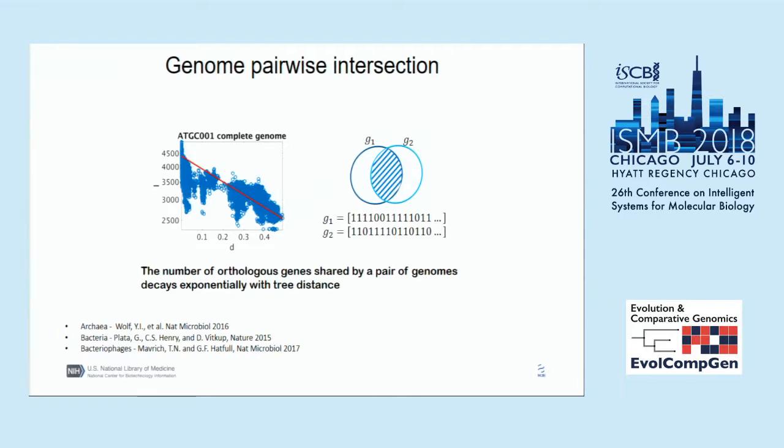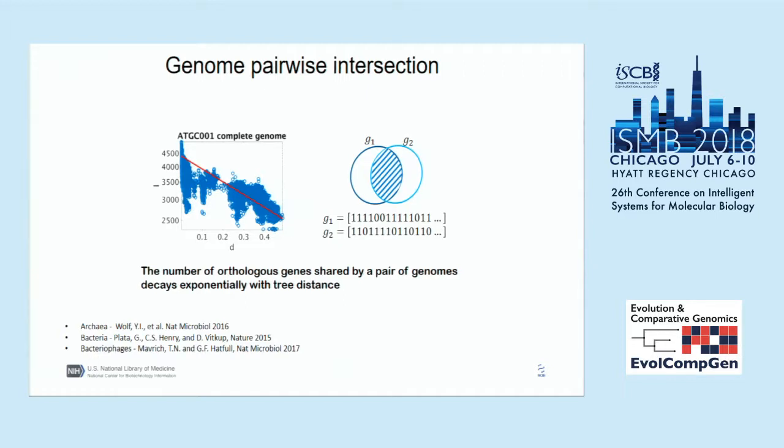In this plot, any point represents a pair of genomes. We see that the intersection, the number of genes that are shared by a pair of genomes, decays with tree distance. I will show that as a first approximation, this is exponential decay with tree distance. This was previously observed for archaea, bacteria, and bacteriophages. So this kind of decay is something which is general.